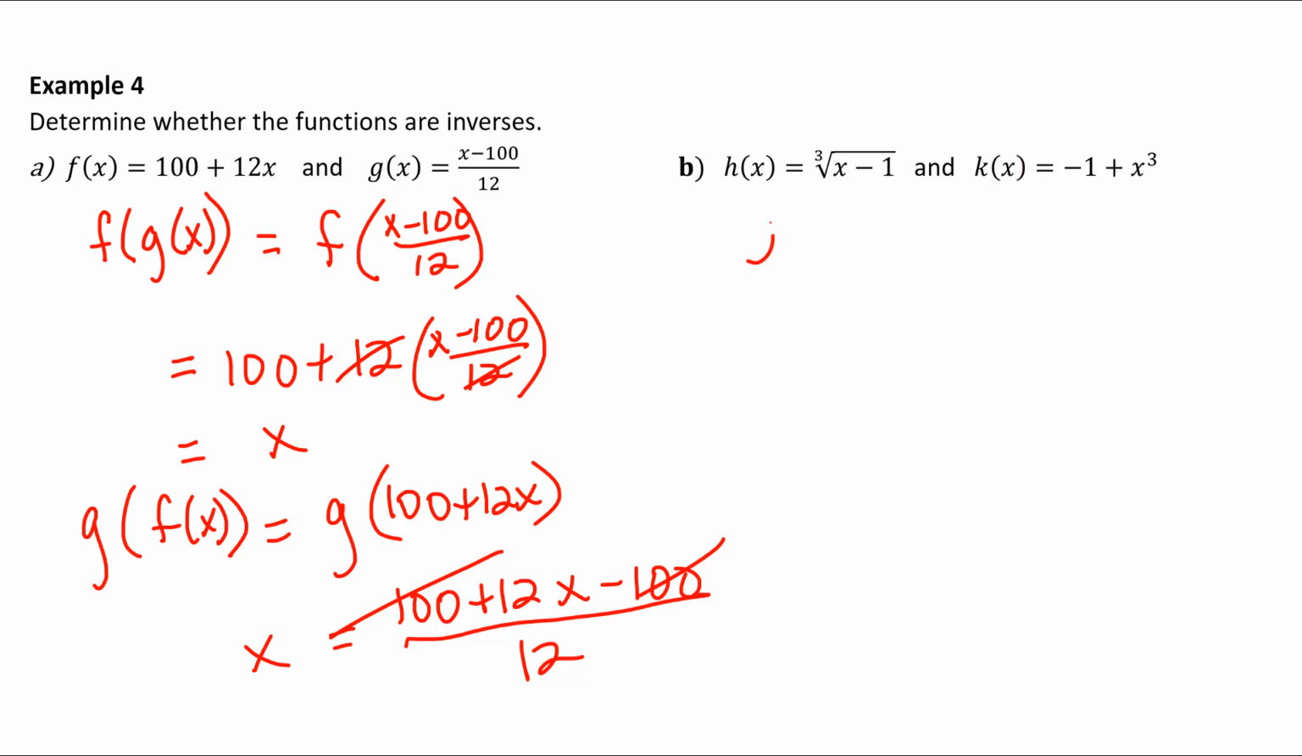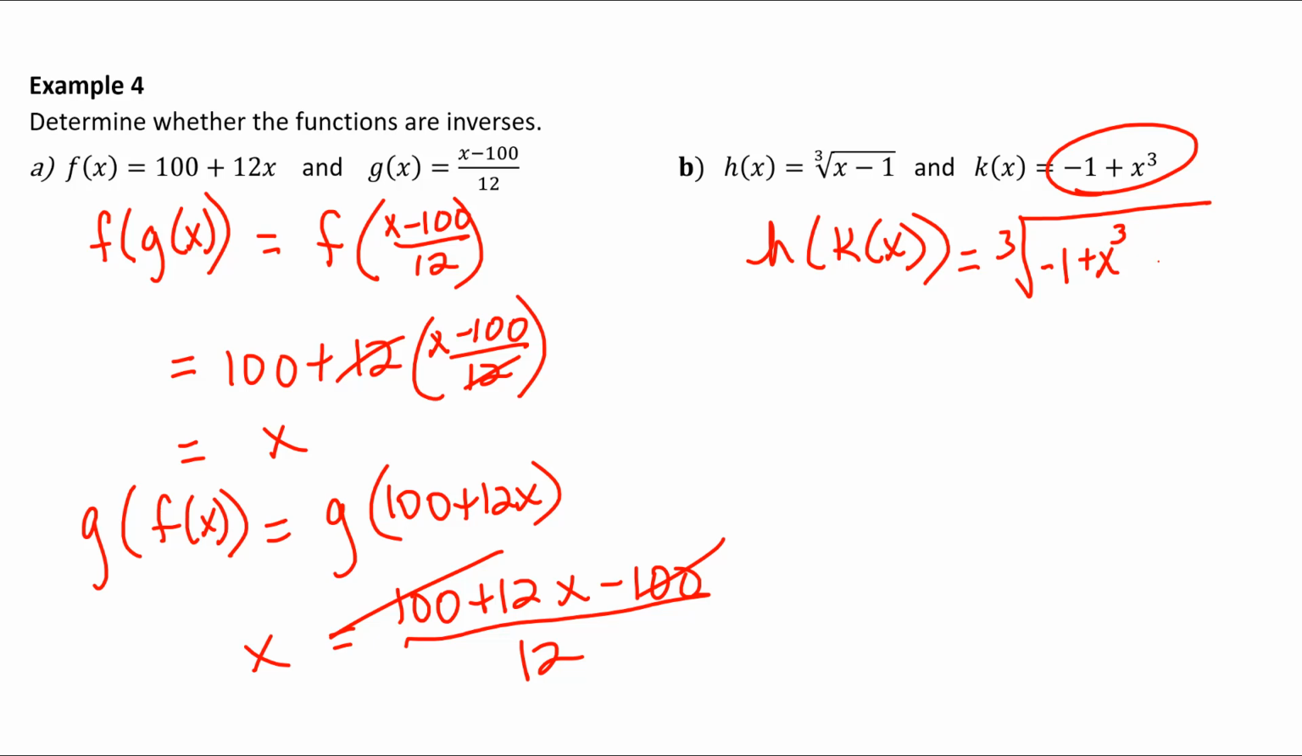All right, let's check and see if h of x and k of x are inverse functions. So first of all, we'll just take h of k of x. We'll put that k function into the h function. So the h function is the cube root of x minus 1. Our x is going to be k of x, which is negative 1 plus x cubed, and then minus 1, because that's what h does. And that gives us the cube root of x cubed minus 2. And that does not equal x. So these are not inverse functions. You don't even have to check the other way because they're not.